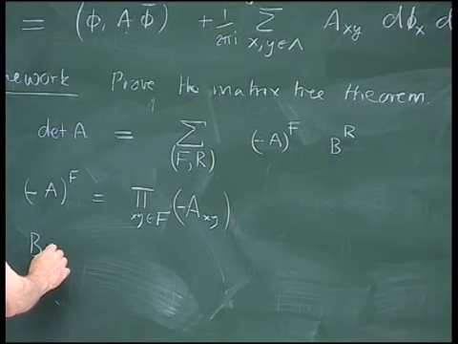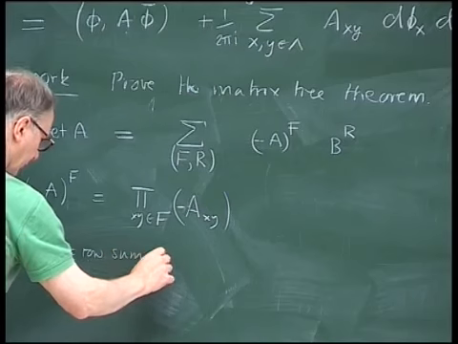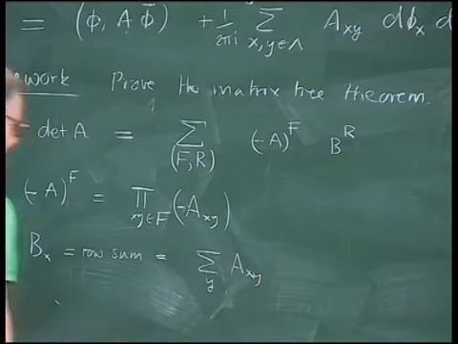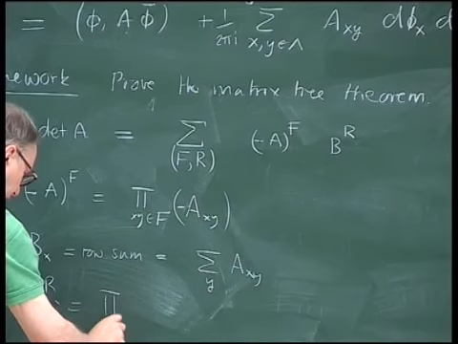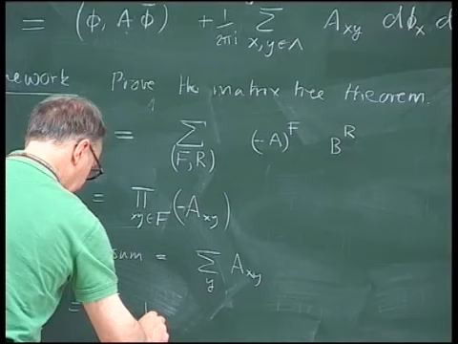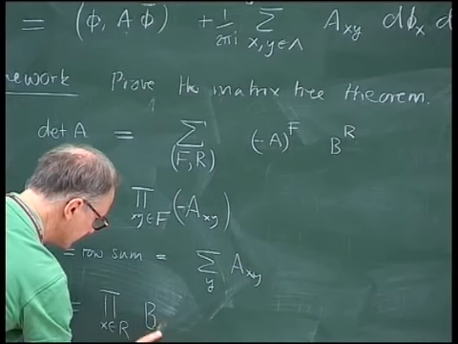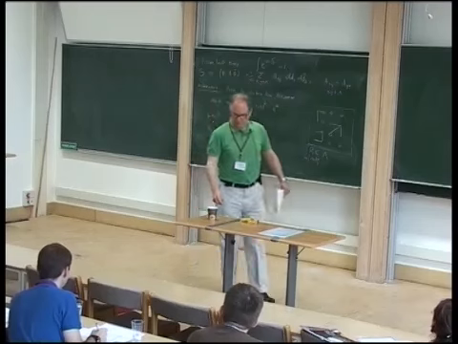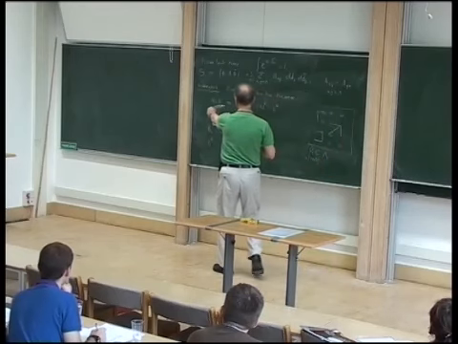And the b, well, first I have to tell you what b itself is. For every x, b sub x is just the row sum. In other words, it's the sum of a x y over y. And then b to the power of R is the product over x in R of b sub x.